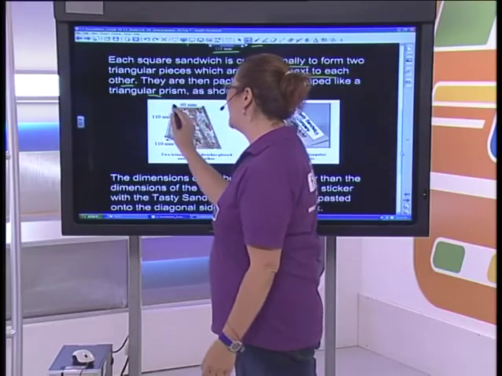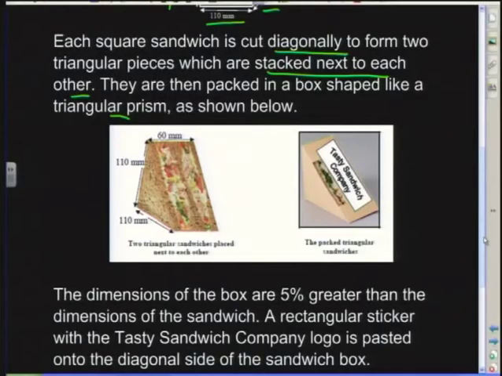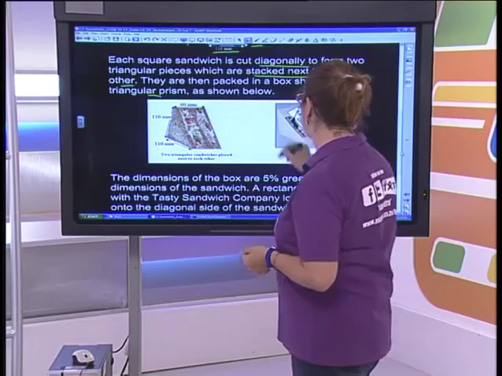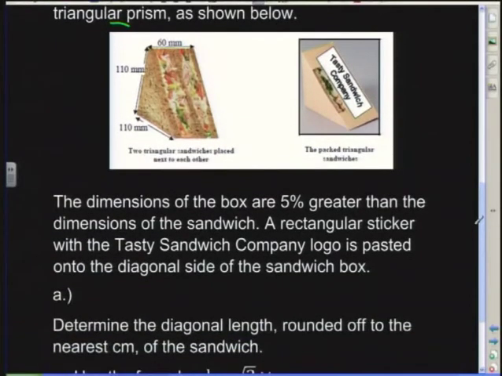So, right, we've got our height and our base is 110 millimeters, and the thickness is now 60 because we've got these two sandwiches stacked next to each other. And then finally, it shows us what the diagram looks like with the packaging. The dimensions of the box are 5% greater than the dimensions of the sandwich. A rectangular sticker of the Tasty Sandwich Company logo is pasted onto that diagonal side of the sandwich box. So you can see where that sticker is.